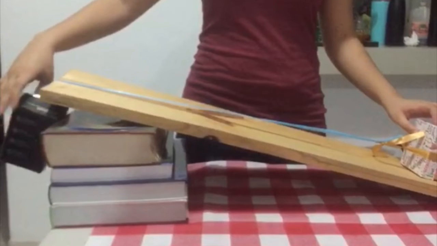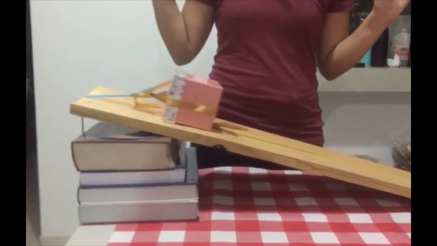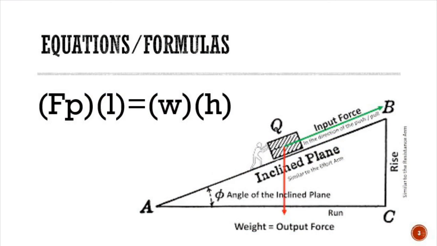The one with weight needs to go on top, and the empty one needs to be on the bottom. And now you can see that the weight of the box is going to move the empty one. This is due to the formula for the inclined plane. The formula of the inclined plane is the following: the potential energy, the load, is equal to the weight times the height.